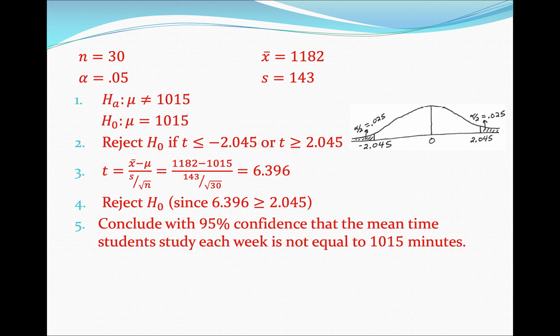It's 95% because alpha is 0.05. Conclude with 95% confidence that the mean time students study each week is not equal to 1,015 minutes. So we're able to prove this here.